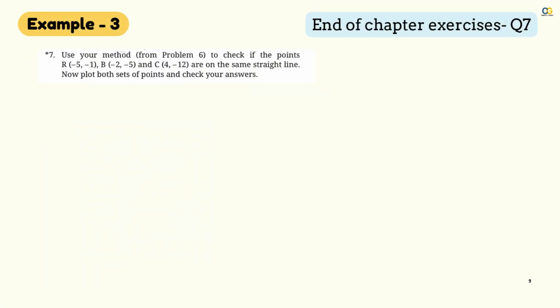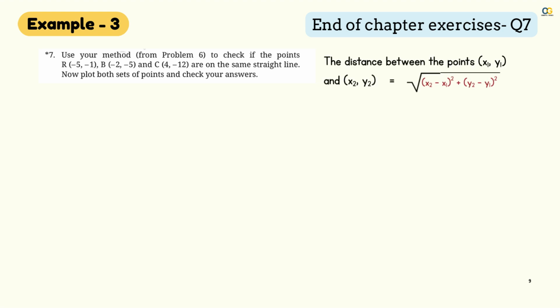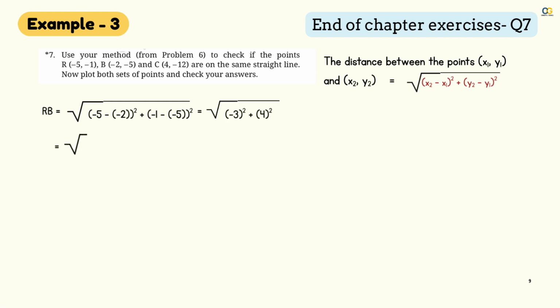So question number 7 asks you to use the method that you have used in problem number 6 and check if R, A, C are on a straight line. So let us find the distance between R and B. Using the distance formula, it would be the square root of (-5 minus of -2) whole squared plus (-1 minus of -5) whole squared. That would be (-3) squared plus 4 squared, which is equal to the square root of 9 plus 16, the square root of 25, which is 5 units.